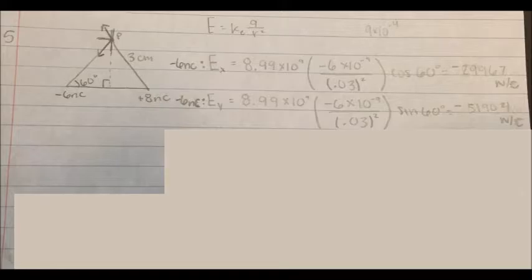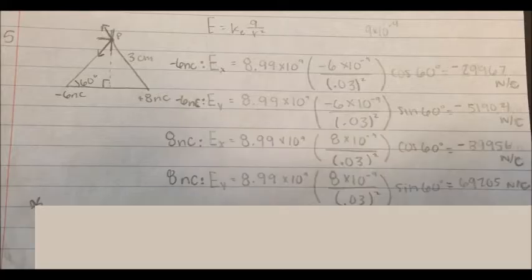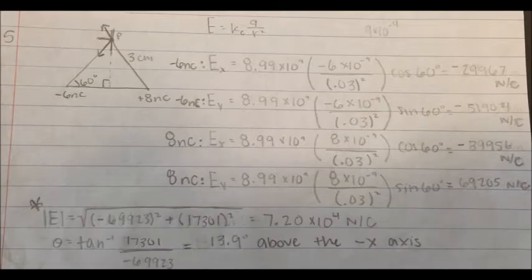We take into account that we are going in the x direction, so we use cosine of 60. For the y component, we do exactly the same process, however, we use sine of 60. For the positive 8 nanocoulomb source charge, we do exactly the same process. Last step in finding the electric field at point P, we must find the magnitude of the electric field.